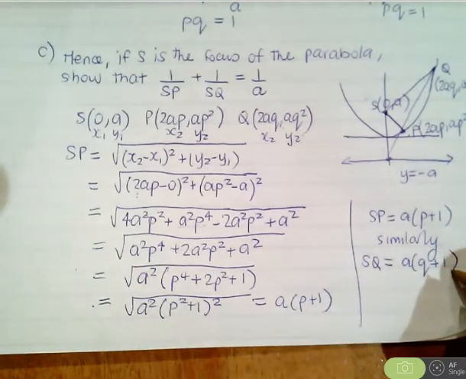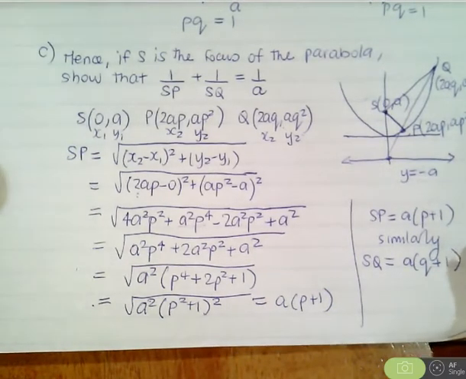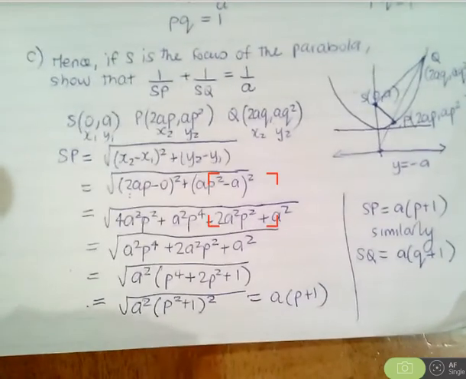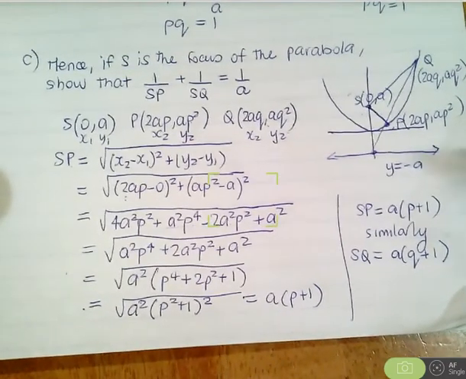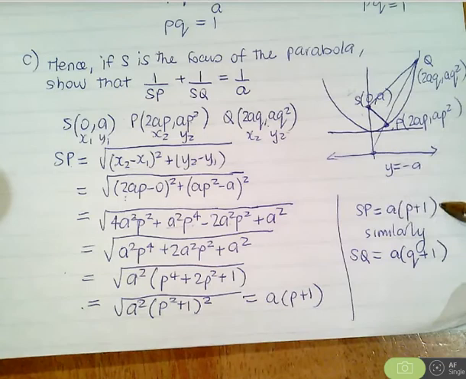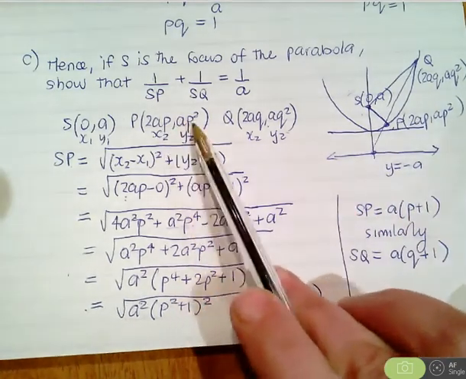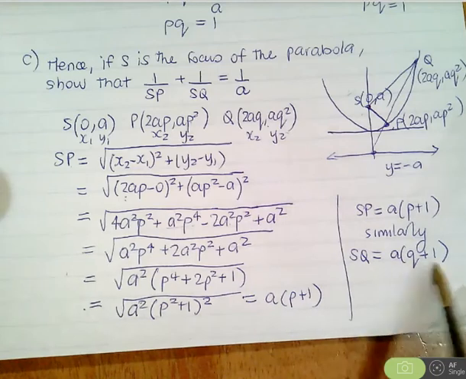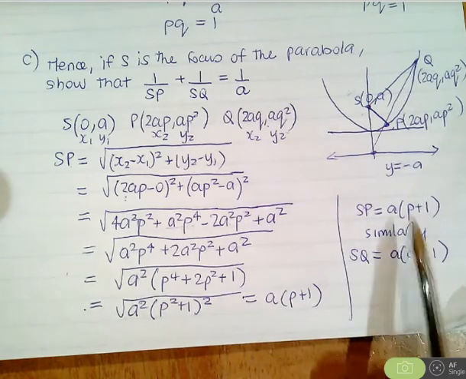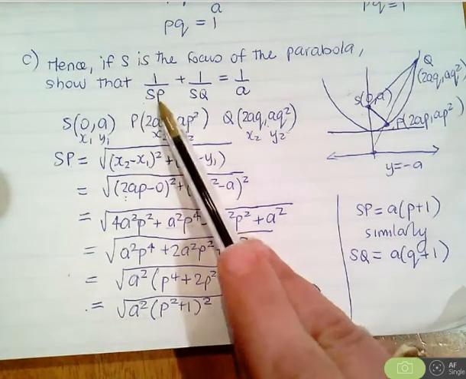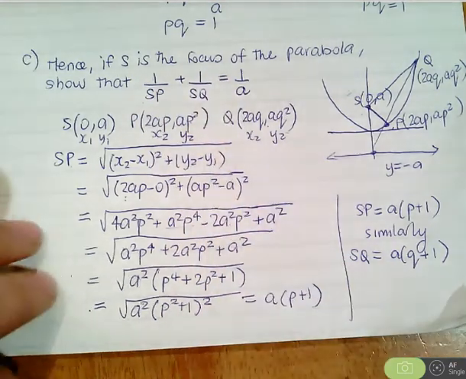Now, we did do this again in question 4c earlier on and got the same thing. You do not waste your time in an exam. Once you've done SP, you can just write similarly SQ is that, because it's just the P's replaced with Q's here. So you're going to get exactly the same answer, just a Q where the P happens to be. So now we need to look at 1 over SP plus 1 over SQ and see what we get.